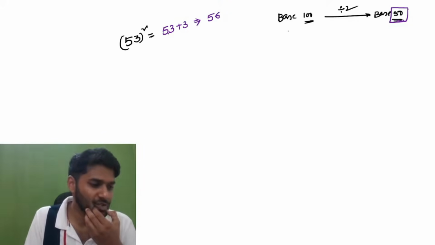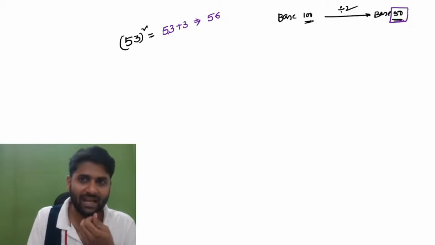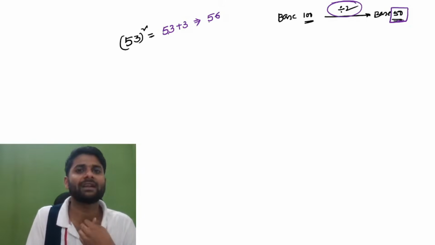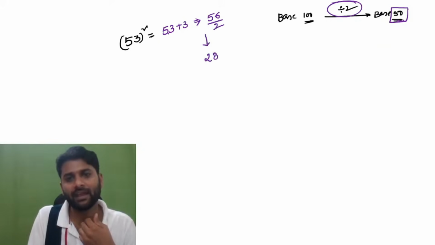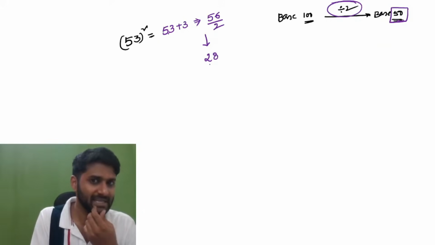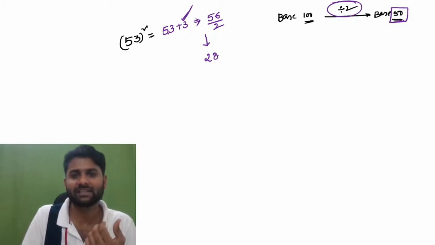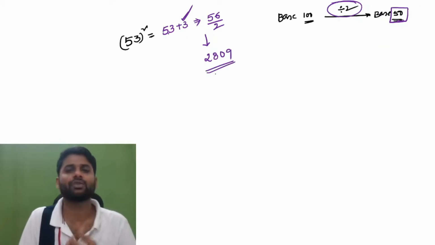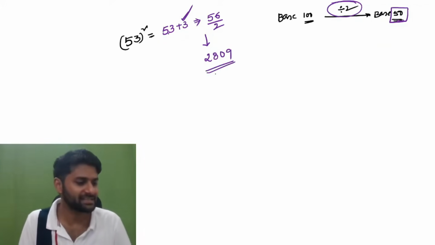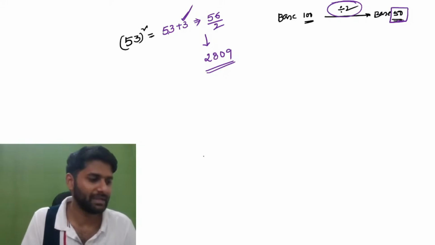But according to the base concept, 100 became 50, which means we have to divide by 2. Then half of 56 becomes 28. Now, how many units did we add here? 3 units, right? So what is the value of 3 square? 3 square is equal to 9. We have to write it as 2 digits. That's why 09. 2809 is the correct answer. Let me repeat.